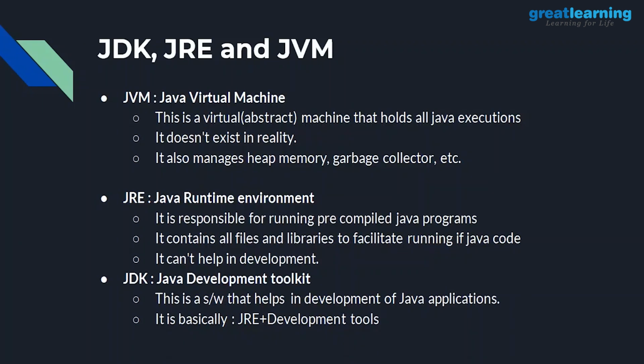So JVM, Java Virtual Machine. There is no such physical thing as a JVM, right? What do I mean by this? It doesn't exist in reality. It's a virtual machine that holds all Java executions. All the executions that happen in Java are done with the help of this JVM. It also manages memory, right? The heap memory, the stack memory, the garbage collector, right? What do you mean by garbage collector?